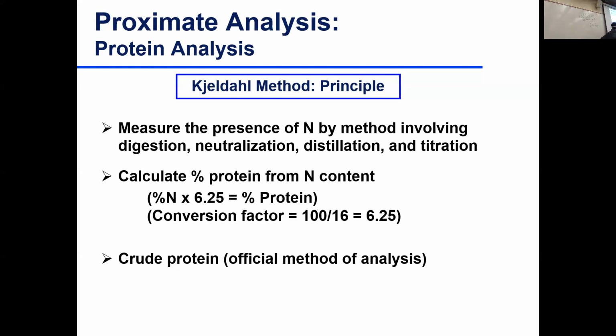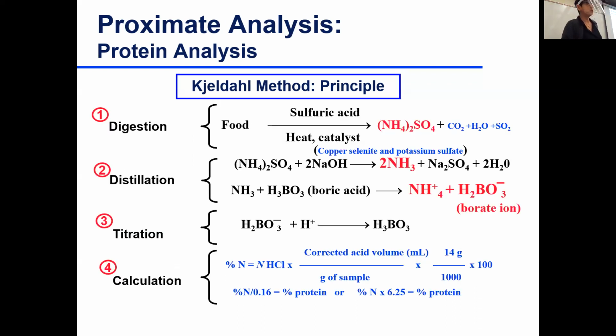So that is why it's a crude method of analysis for proteins. But still very close. All right, so these are the four steps. The fourth step is calculation, but it's 3 chemical reactions happening. And please remember that number 2 is actually neutralization / distillation. We are neutralizing and distilling in this step.